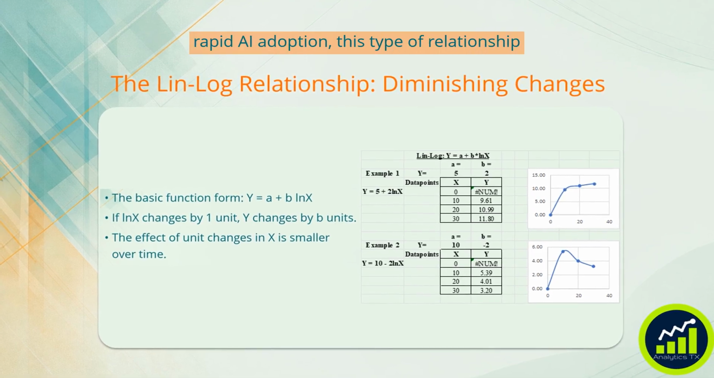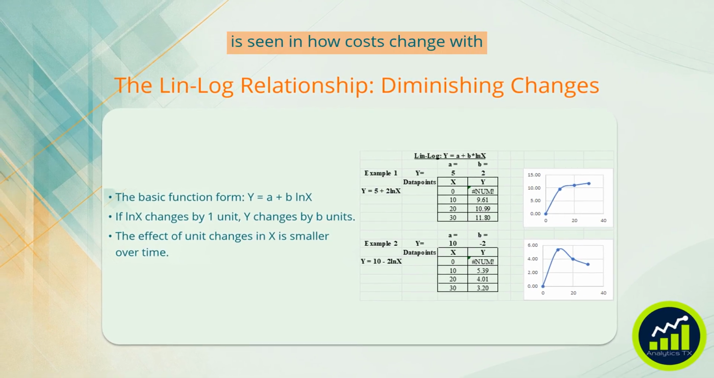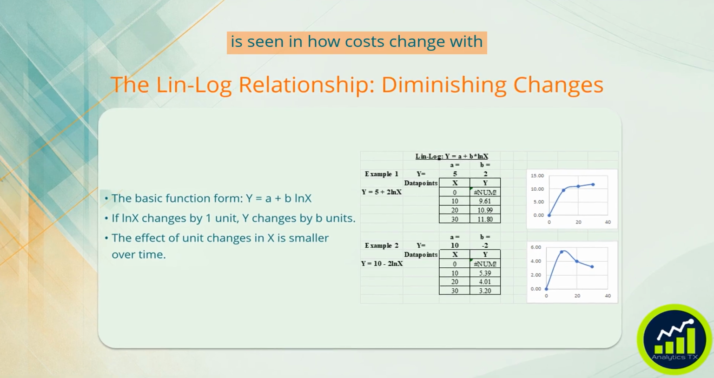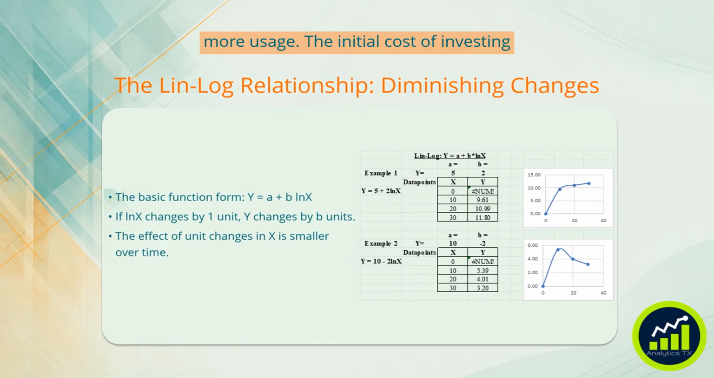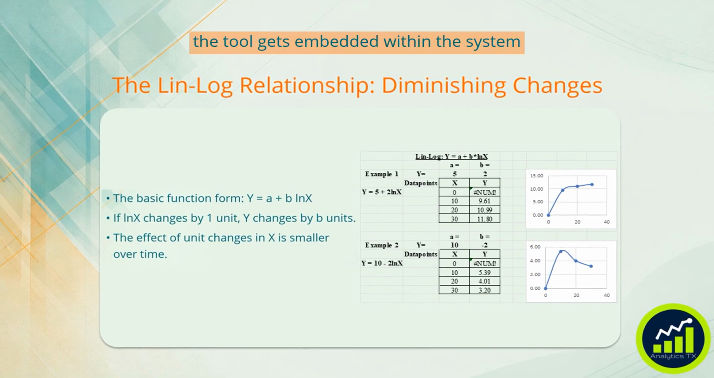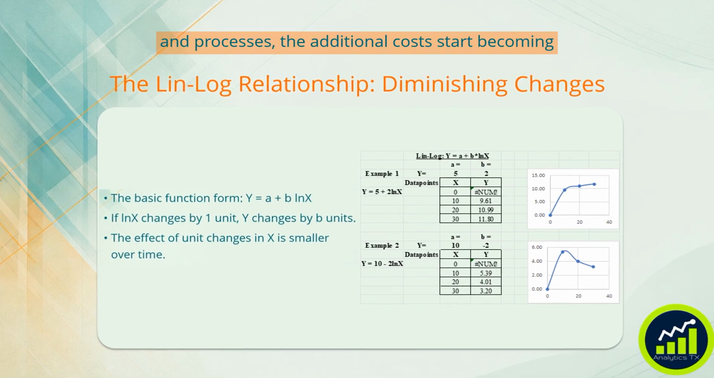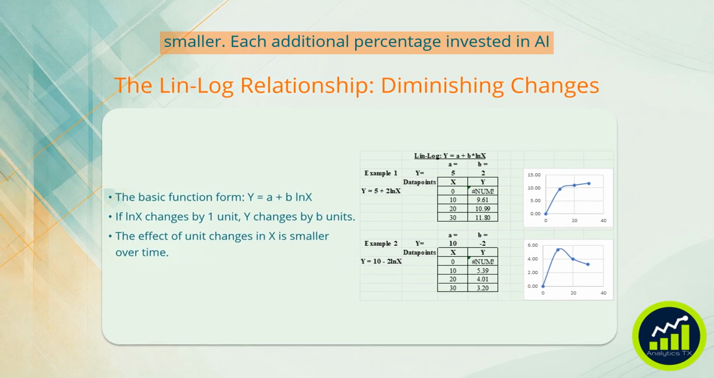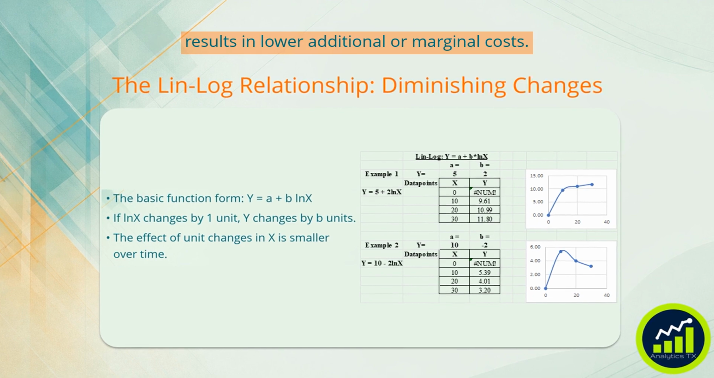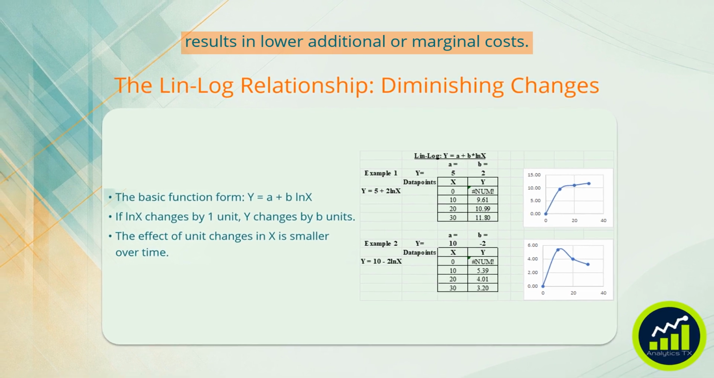In the world of rapid AI adoption, this type of relationship is seen in how costs change with more usage. The initial cost of investing in AI might seem high, but as the tool gets embedded within the system and processes, the additional costs start becoming smaller. Each additional percentage invested in AI results in lower additional or marginal costs.